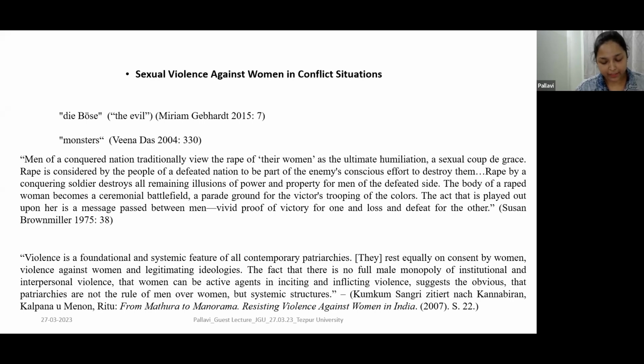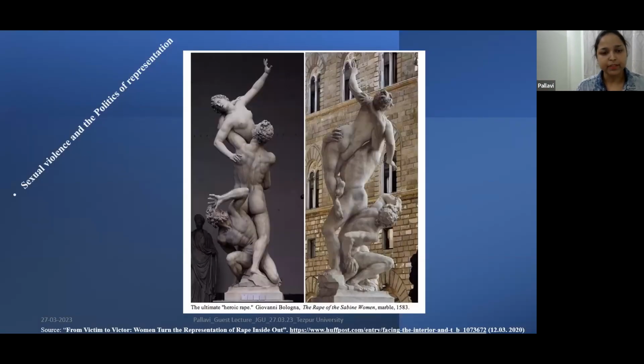And if we agree, then the question starts, where do we put the particular structure, systems and institutions that form these monsters or die böse Männer? So I will leave this for you to think about. And I will now shift my focus to the next point, where I will be briefly talking about the politics of representation of rape and sexual violence.